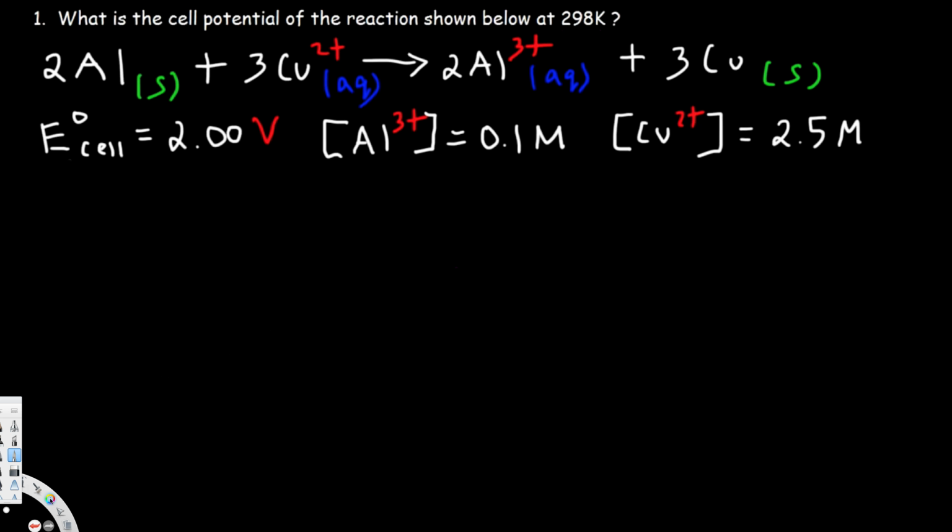Let's do this problem right here. This question is asking what is the cell potential of the reaction shown below at 298 Kelvin. Now let's see how we can find it. To find this one out, we can use two equations.